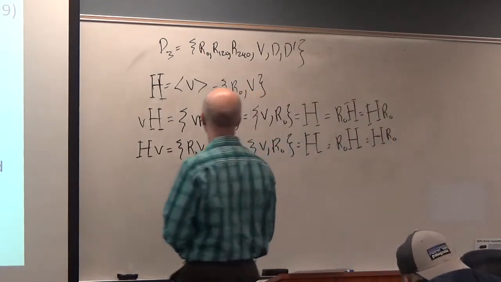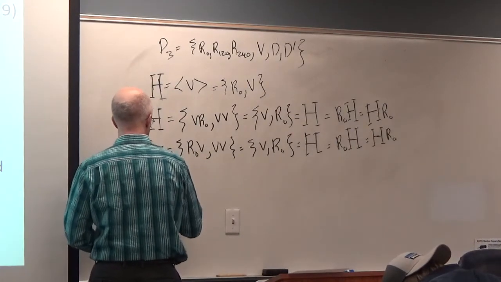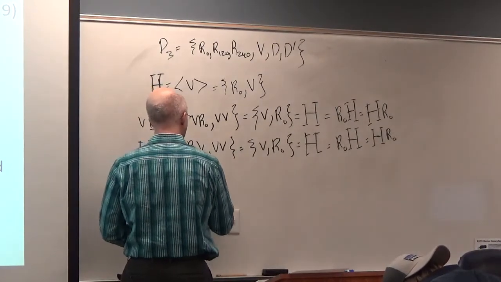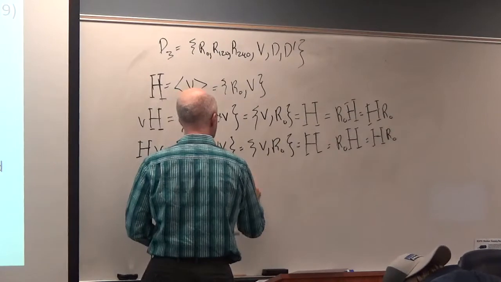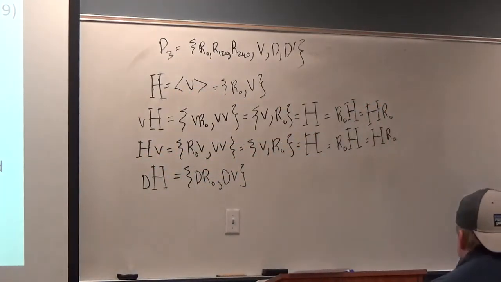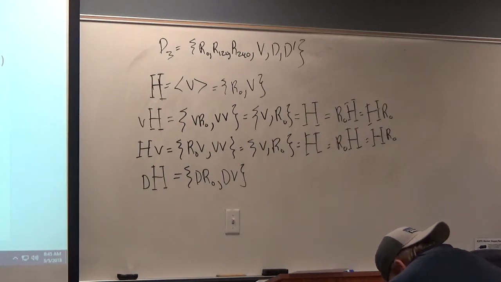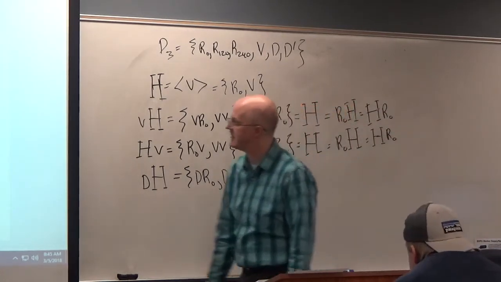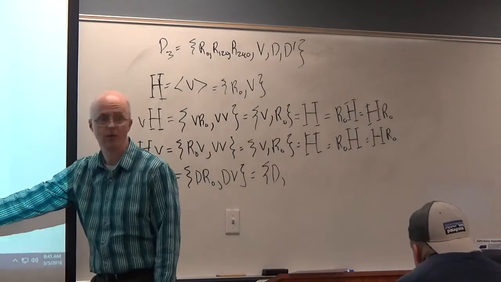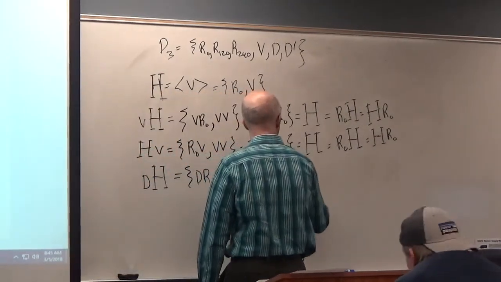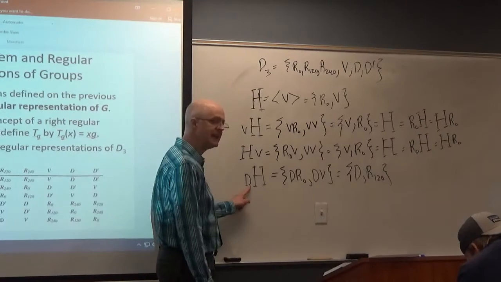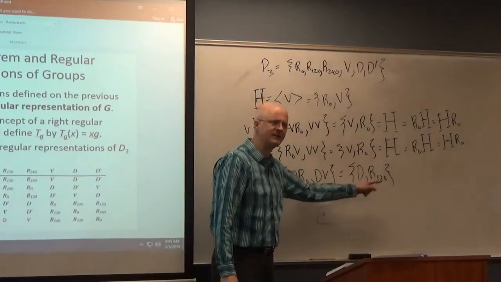Let's try the left coset containing D. Multiply by D on the left. I better go back to my Cayley table here. D times R0 is D. What's D times V? D composed with V is R120. This is the left coset of H containing D, and it does contain D. It also happens to contain R120.